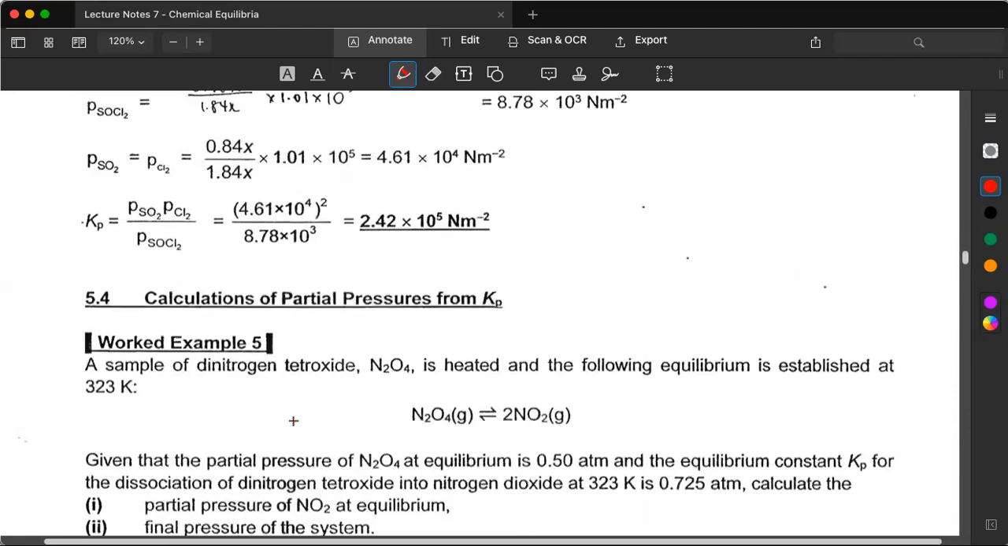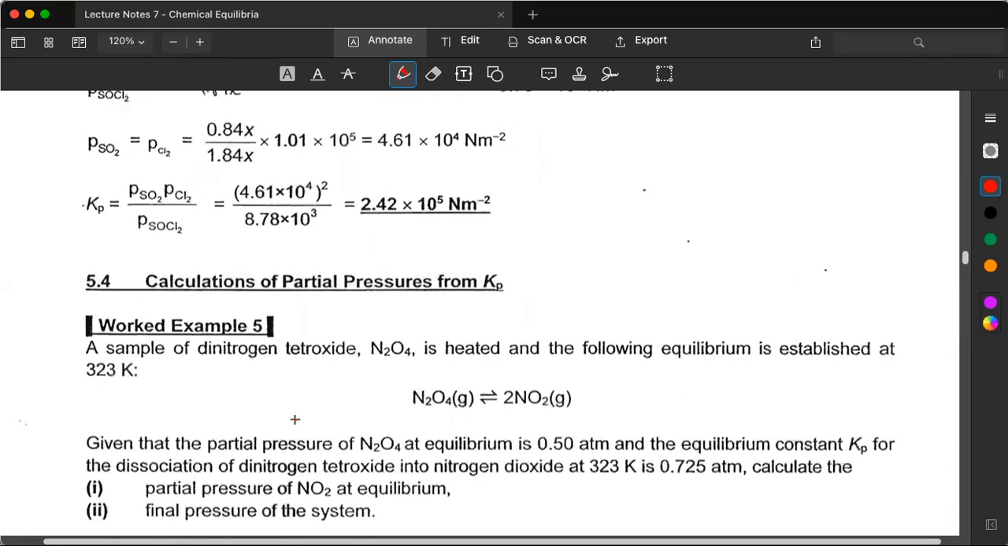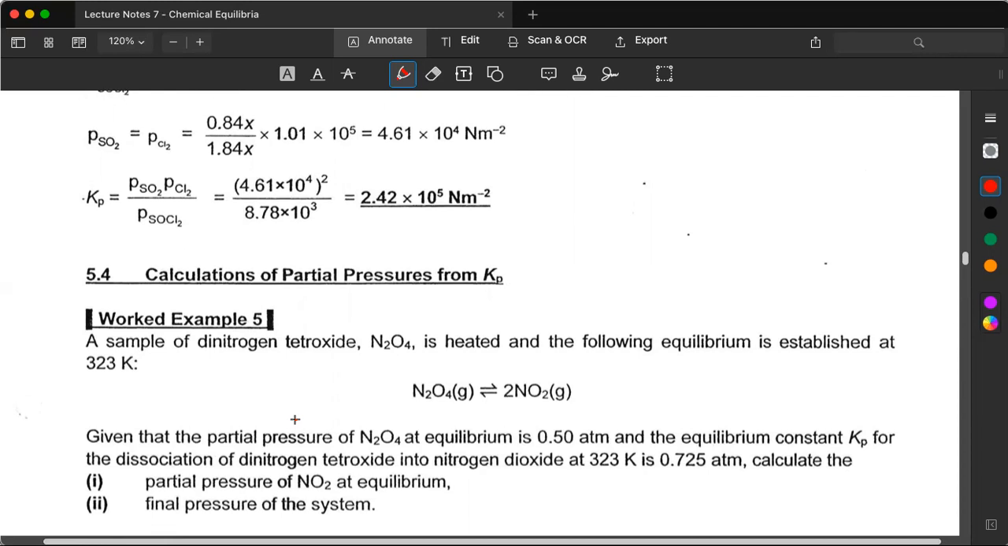So I'm giving all the types that will come out already, everything that will appear. Read this first yourself. I'm not going to read the question for you, you read it yourself. How to find the partial pressure? They give the KP, so you use the KP to work backward.